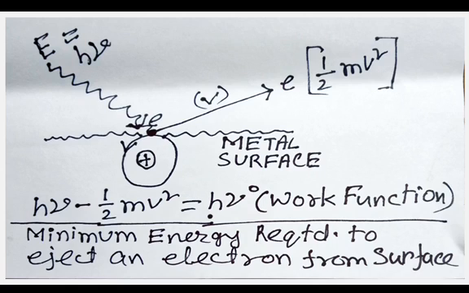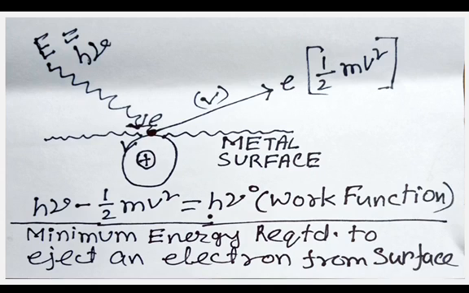So, let me repeat this again. Light falls upon the metal surface with photons of energy h nu, which is the energy of the incident light, and the electron absorbs that energy. After absorbing the energy, the electron gets ejected out of the metal surface. Now, this process has two parts. First, the electron breaks the attraction force of the nucleus, and after that it attains kinetic energy. Whatever energy is required to break the attraction force between the electron and the nucleus is called the work function or threshold energy.